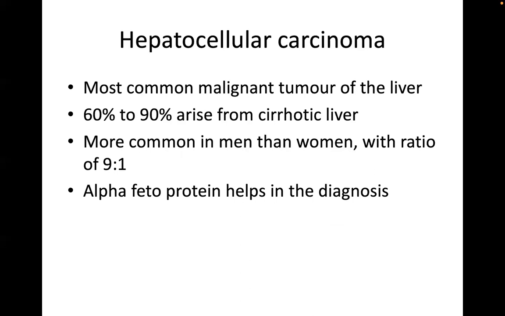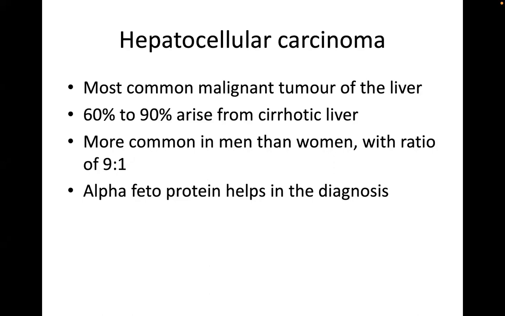Then we have the big one, the hepatocellular carcinoma. The ones we have been discussing were the benign ones. Now these are the malignant ones that we commonly see. This is the most common primary malignant tumor of the liver, because among cancers of the liver, metastases are the most common. But for the primary cancers, this is the most common. In most cases it's associated with liver cirrhosis. As you can see, up to 90% arise from a cirrhotic liver.